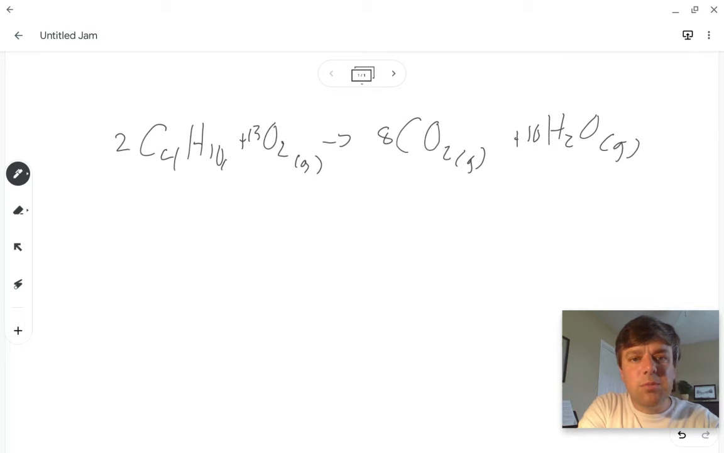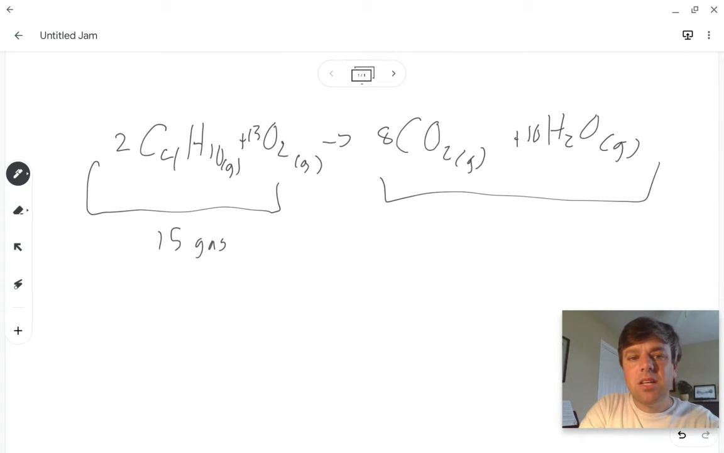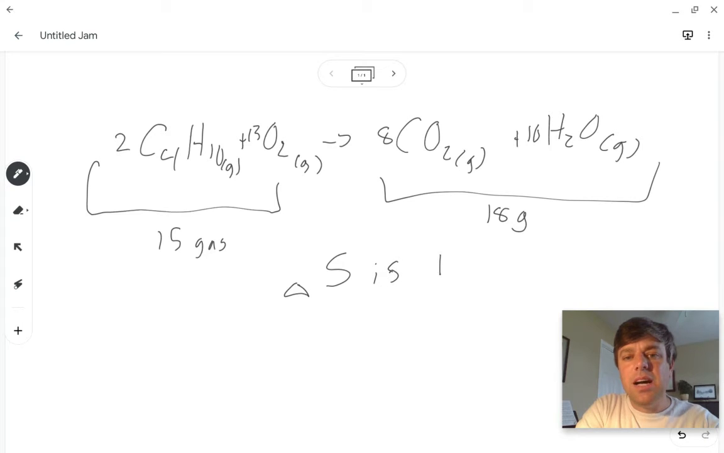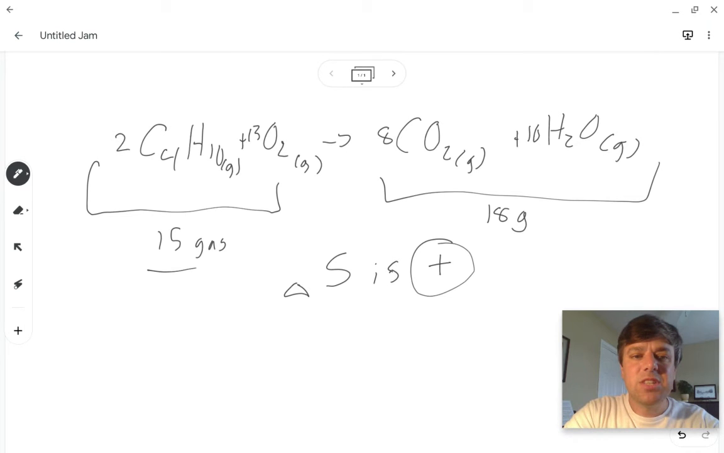so even if our butane starts as a gas, we have 15 gas molecules here. We have 18 gas molecules here. So we can say our change in entropy is positive. Entropy went up because we went from 15 gas molecules to 18 gas molecules. We have taken the energy that was confined in these 15 gas molecules over here on the left side, and we've turned it into 18 gas molecules that are more spread out on the right side.